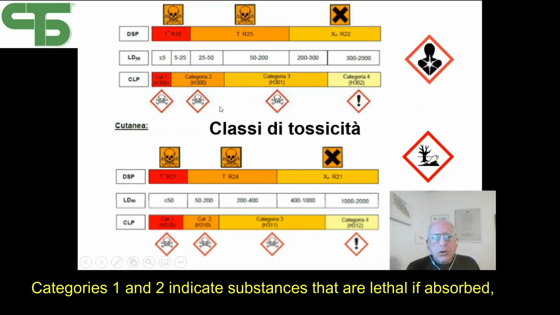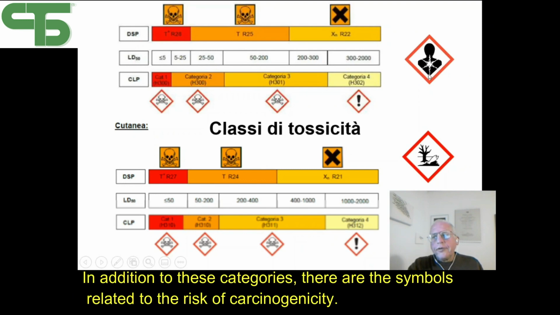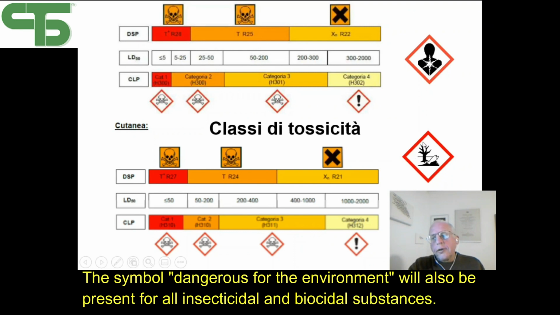Categories 1 and 2 indicate substances that are lethal if absorbed. Those in category 3 are toxic if absorbed, and lastly, category 4 covers all the substances that are harmful or cause irritation. In addition to these, there are the symbols related to the risk of carcinogenicity, and the symbol dangerous for the environment will also be present for all insecticidal and biocidal substances.